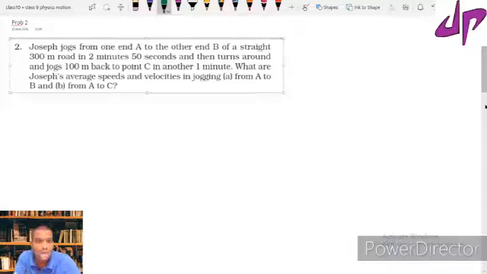Let's solve another problem. Joseph jogged from one end A to the other end B of a straight 300 meter road in 2 minutes 50 seconds, and then turned around and jogged 100 meters back to point C in another 1 minute. What are Joseph's average speeds and velocities in jogging? Two questions are given, from A to B and A to C. First, make a figure.